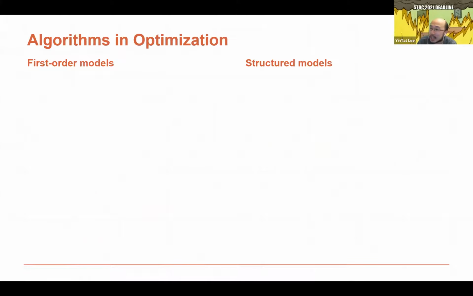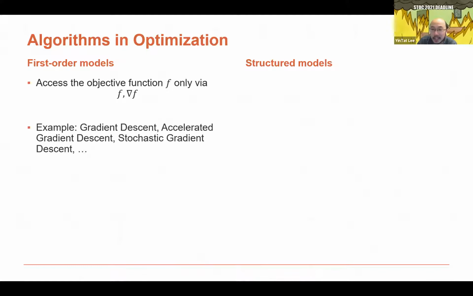In optimization, there is also study on this problem in these two different regimes. Again, for the first order regime, we're given f, and you can only access the function by f and gradient of f. There are many different algorithms, for example, gradient descent, and there are many packages based on those algorithms. For example, we use TensorFlow.